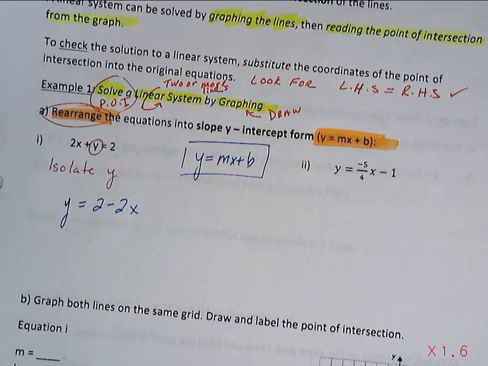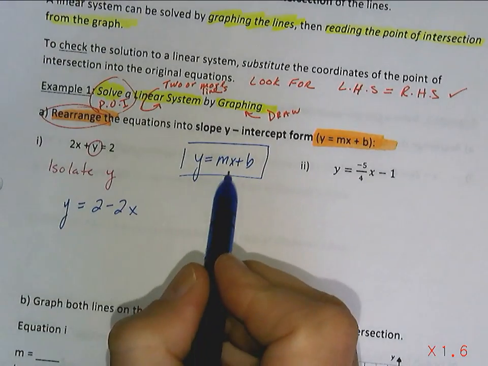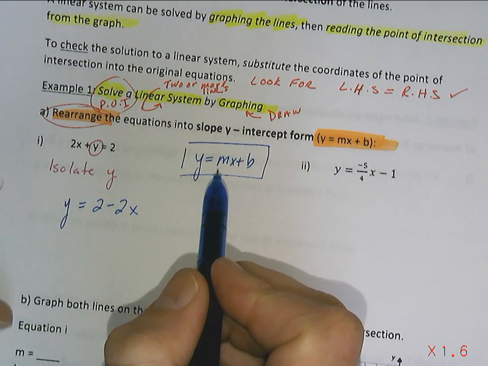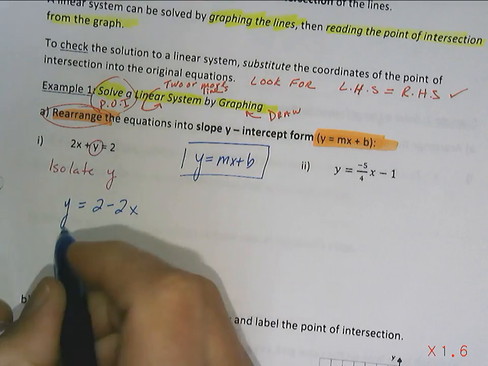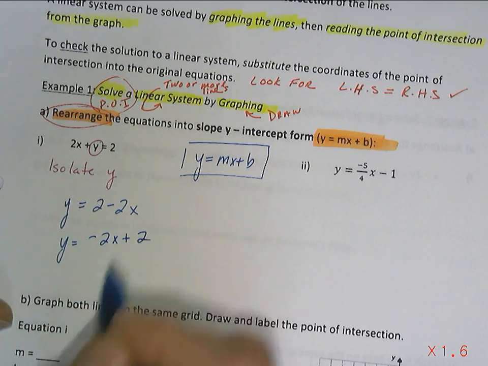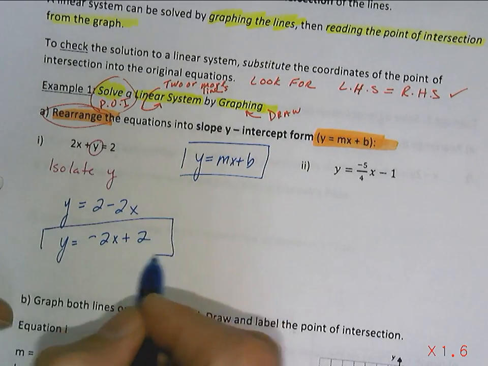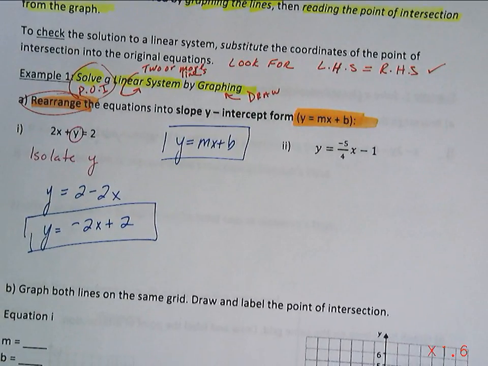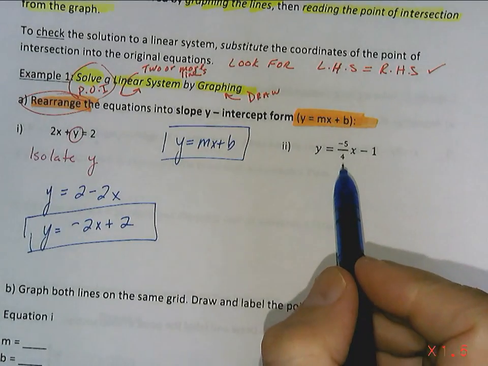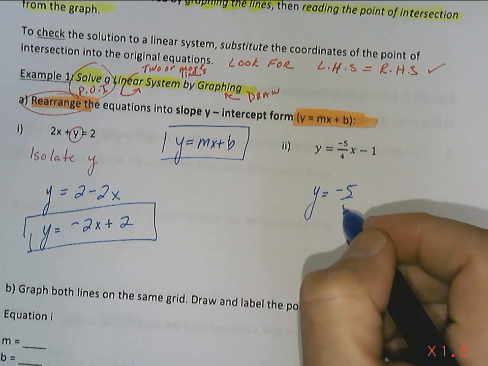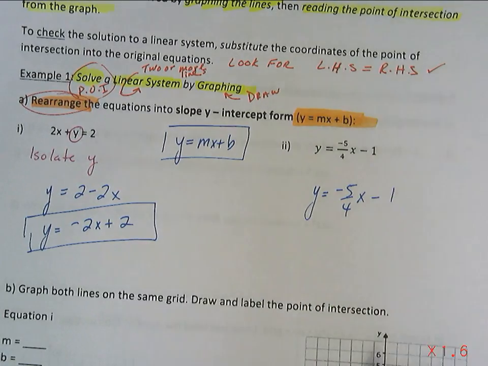That would be mathematically correct. But is it really in this form? Does it look like y equals mx plus b? Not really. We would rather have it as negative 2x plus 2, which means the exact same thing. So that's really how we would like to have that. Now this one over here is already in y equals mx plus b form, so we can just leave it as it is.